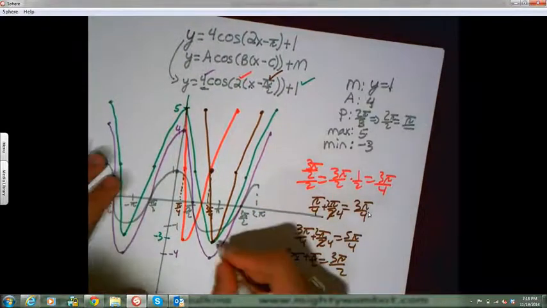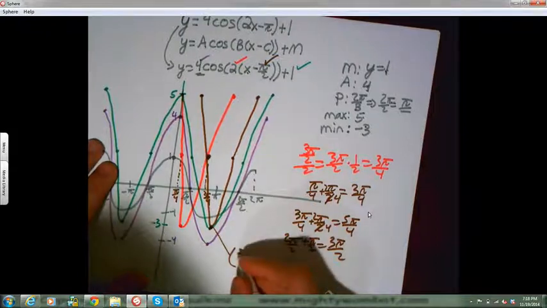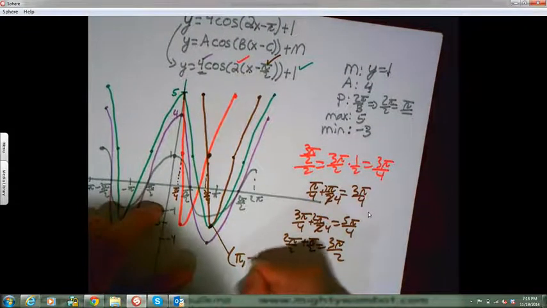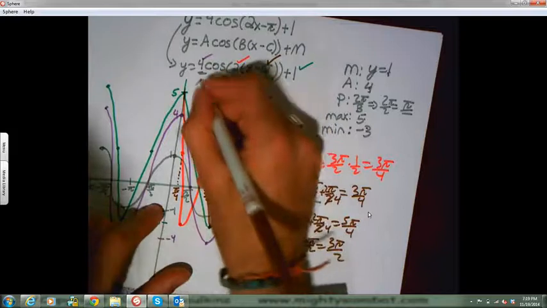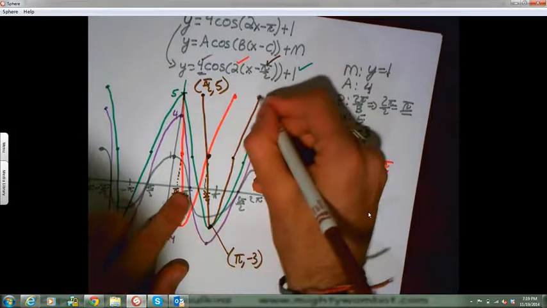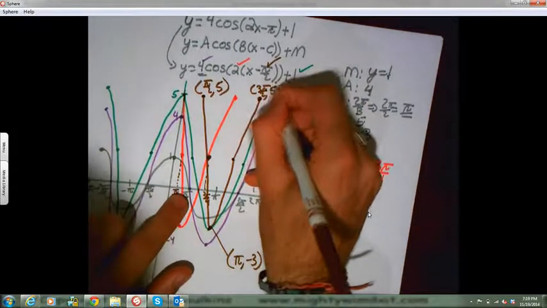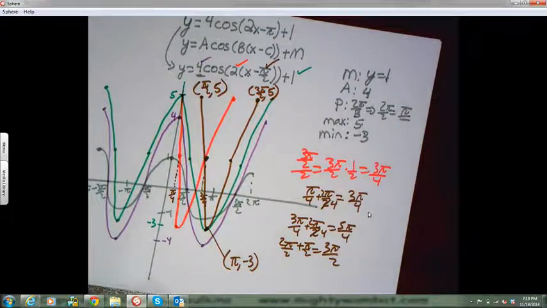You just label now the minimum. So here's the minimum right here at pi, negative 3. Here's a maximum at pi over 2, comma 5, and at 3 pi over 2, comma 5. There you have it. So again, take it slowly, take it in steps, and this is exactly what we want to see.